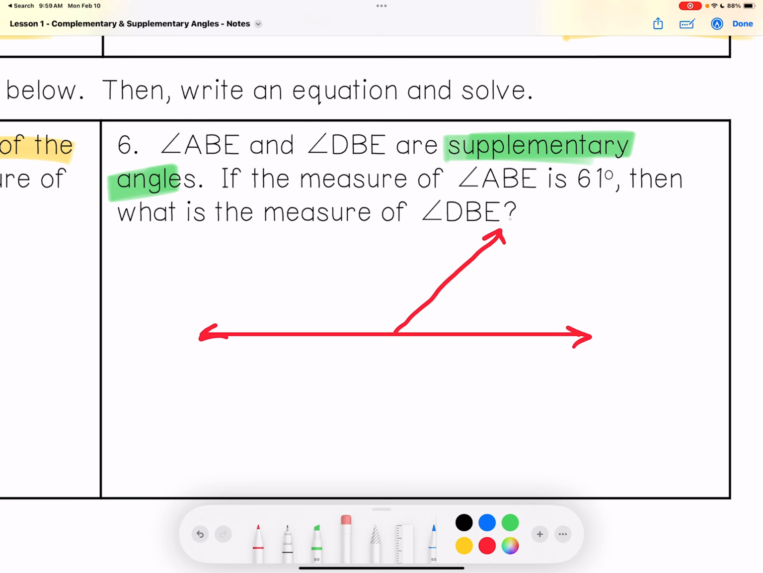Now, what is the middle point? So I can label my angles. What is the middle point? B. All right, ABE and DBE are supplementary. ABE is 61, so it's going to be A, B, E. And then the other one is going to be D. Hold on. That's going to have to be E. That's going to have to be A. Because the other one is DBE. So DBE.